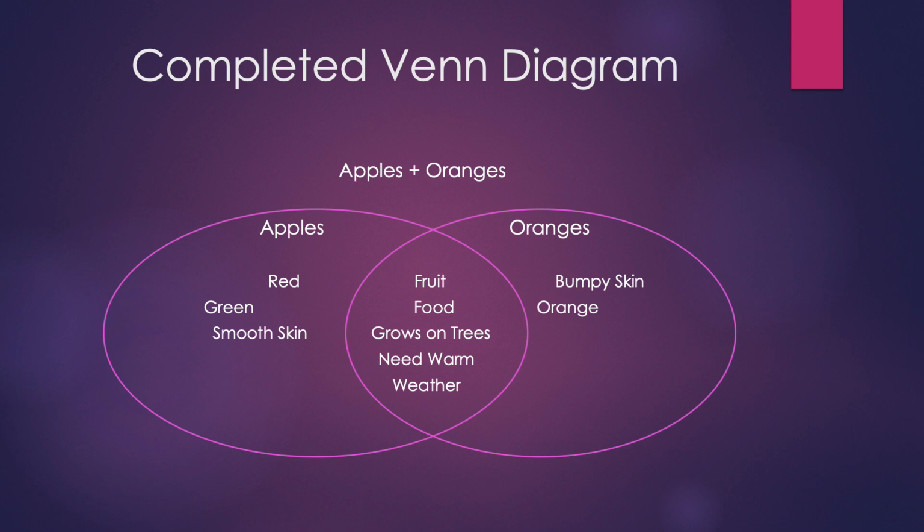And let's look at the second circle of the Venn diagram under the topic of oranges, and we use the words bumpy skin and orange. And now if we focus on the part of the Venn diagram where both of the circles meet, we wrote the words fruit, food, grows on trees, need warm weather.